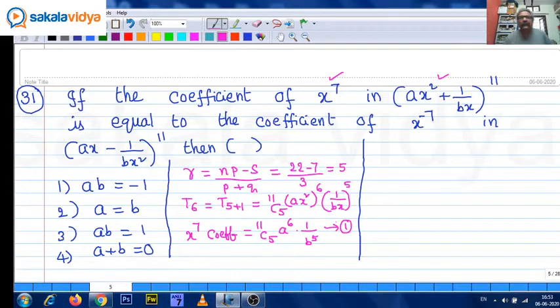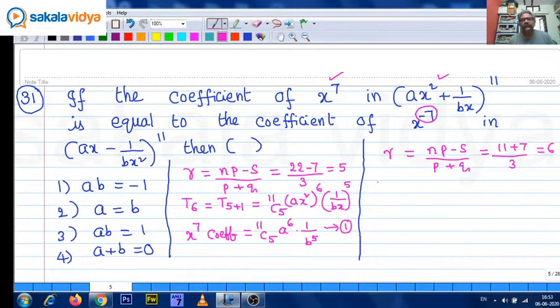Let us go for the second one. The r value is equal to the same, (np − s)/(p + q). Here 11 into 1, 11. So here s is minus 7, minus of minus is plus 7. 2 plus 1 is 3. 6 you will be getting.